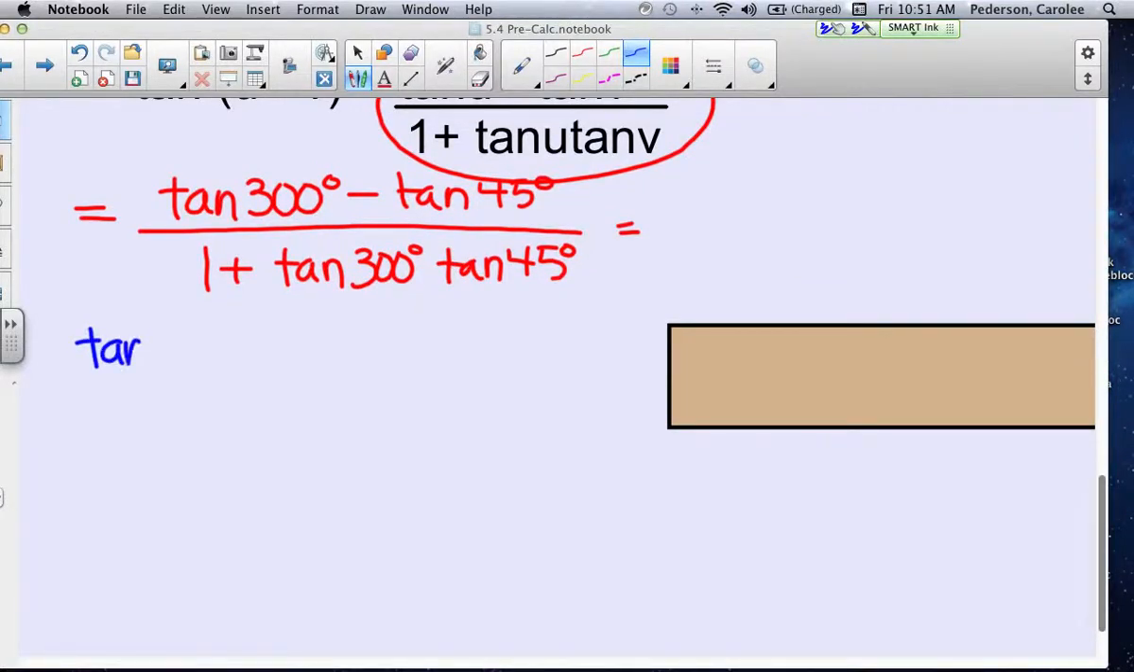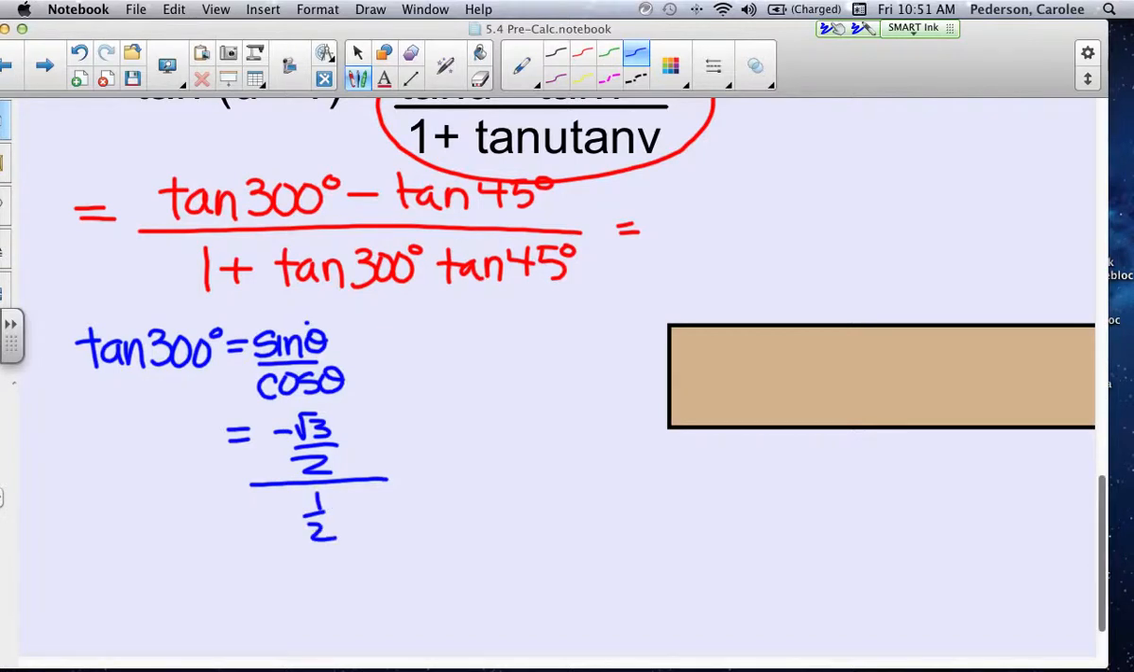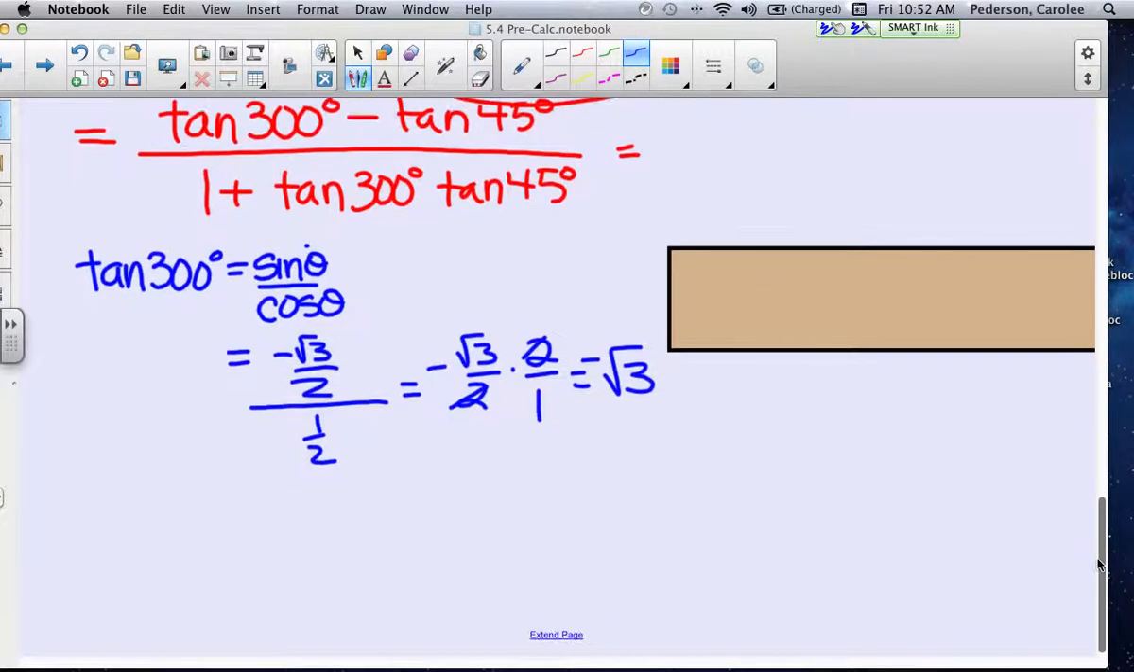So off to the side, the tangent, remember, is sine over cosine. So if we look at the tangent of 300 degrees, the sine is negative square root of 3 over 2 divided by the cosine, which is 1/2. We have a fraction over a fraction, so we're going to reciprocate that. We get negative square root of 3 over 2 times 2 over 1. And what cancels out are those 2's, so we're left with negative square root of 3 over 1, or negative square root of 3. Now we have to do the same thing for the tangent of 45 degrees.